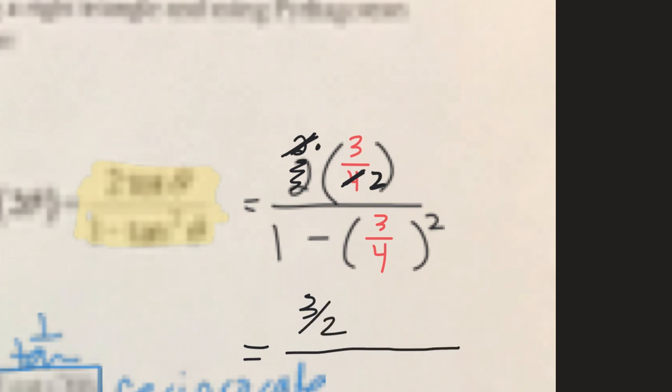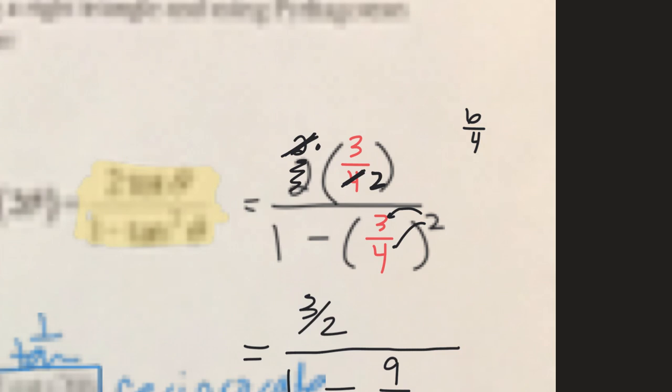Okay, 2 times 3/4 is 6/4. 2 times 3 is 6. 6/4 reduces to 3/2. Okay, if you didn't catch that. 2 times 3 is 6. 6 divided by 4 reduces to 3/2. And then we have 1 minus 3/4 squared. So we square the 3, we square the 4. That's 9/16. 3/4 squared is 9/16.